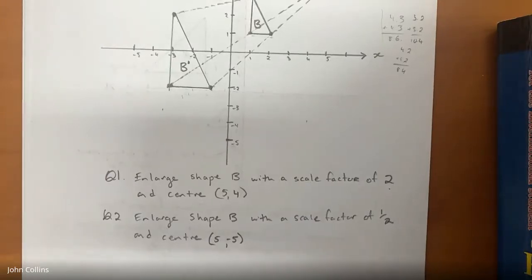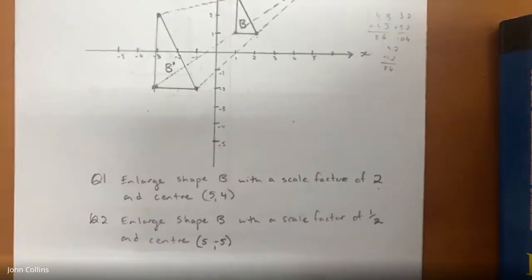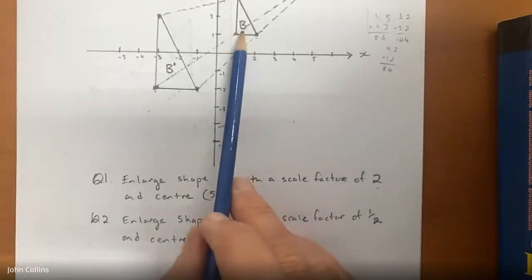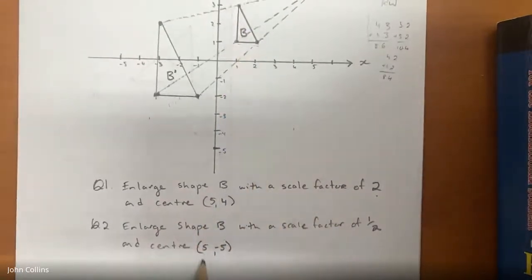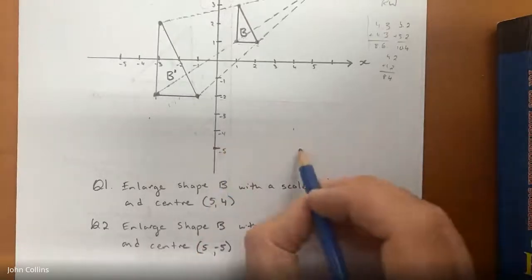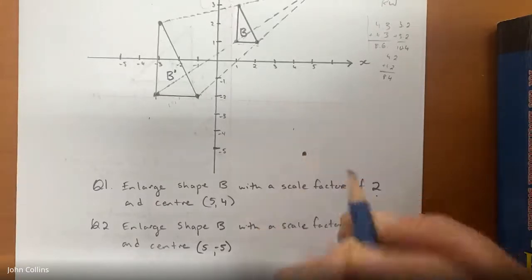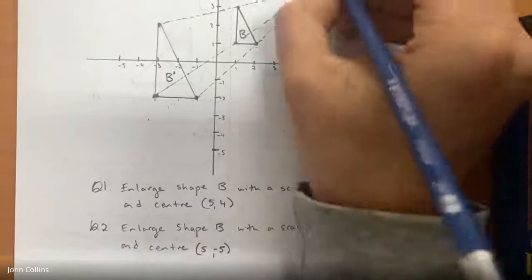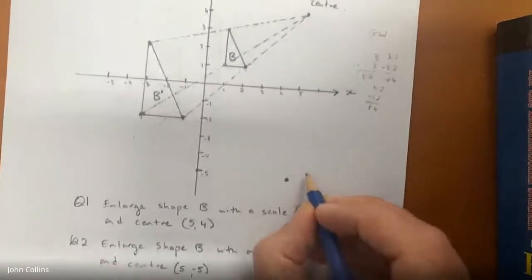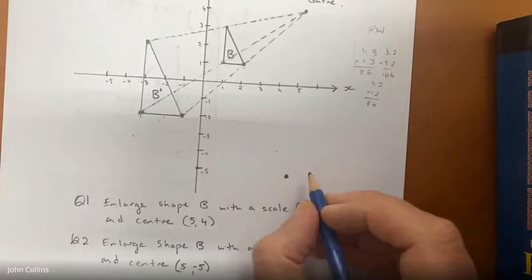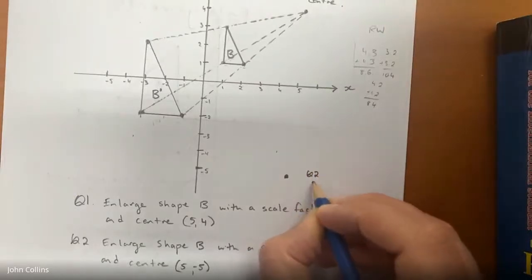Okay, so I'm going to do this second one. So I'm going to enlarge shape B again, this time second question. I'm going to do a center of 5, minus 5. So that center's down here. 5 on X. So hopefully it's in the corner of your diagram as well, down here. So this is question 1's center, and this is going to be question 2's center.